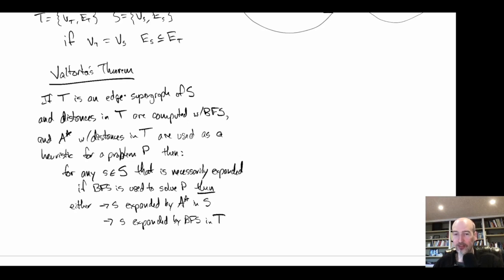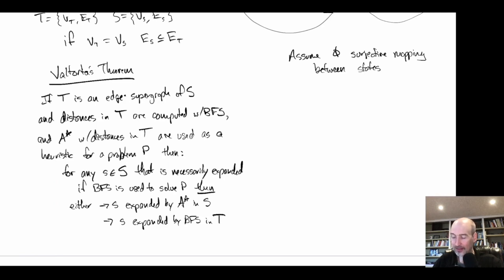And so Valtorta's theorem then seems a little bit depressing, because it says that there's not much that we can do. But it ends up that there is a solution to this. And what we're going to do is just assume this. So assume that we have some function phi, which is a surjective mapping between states.